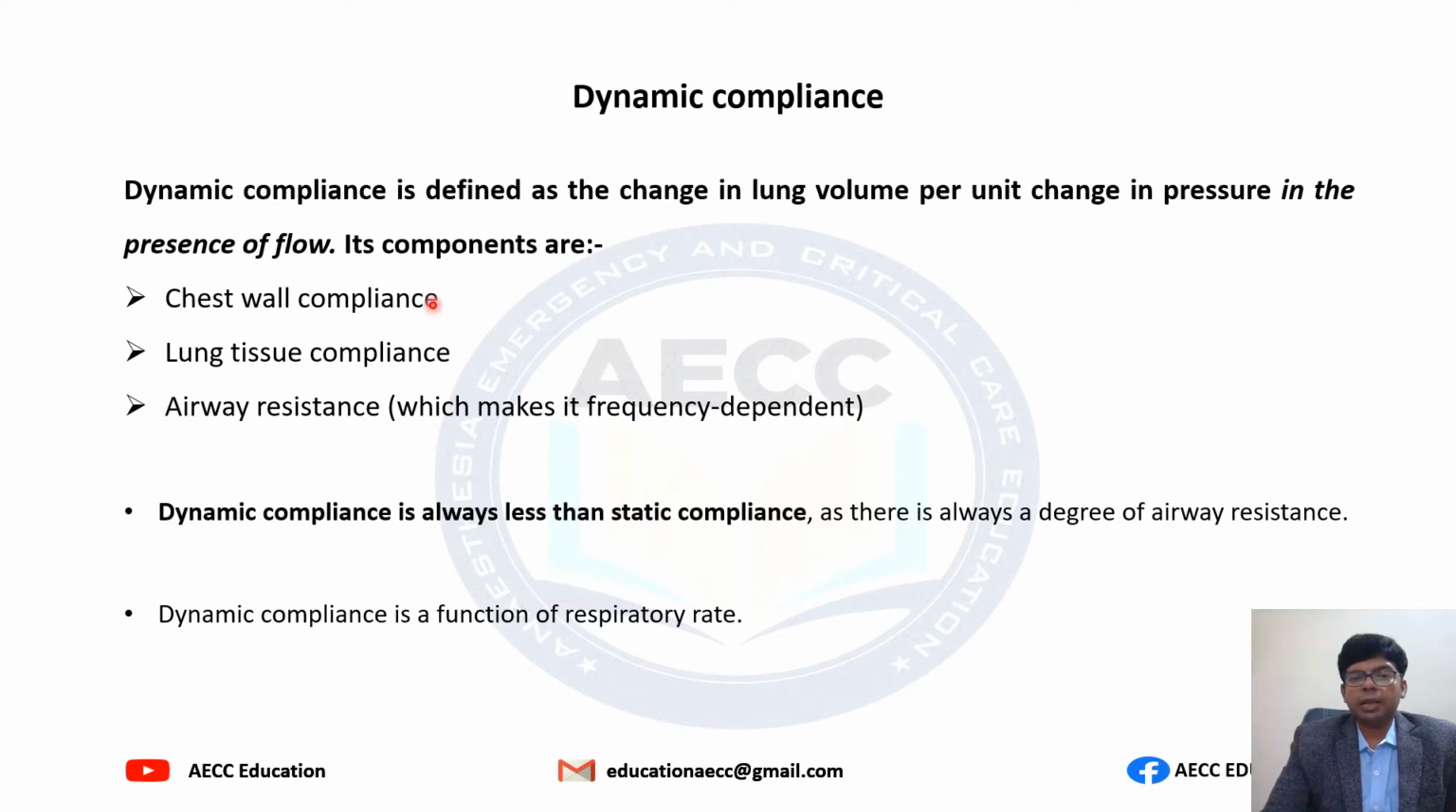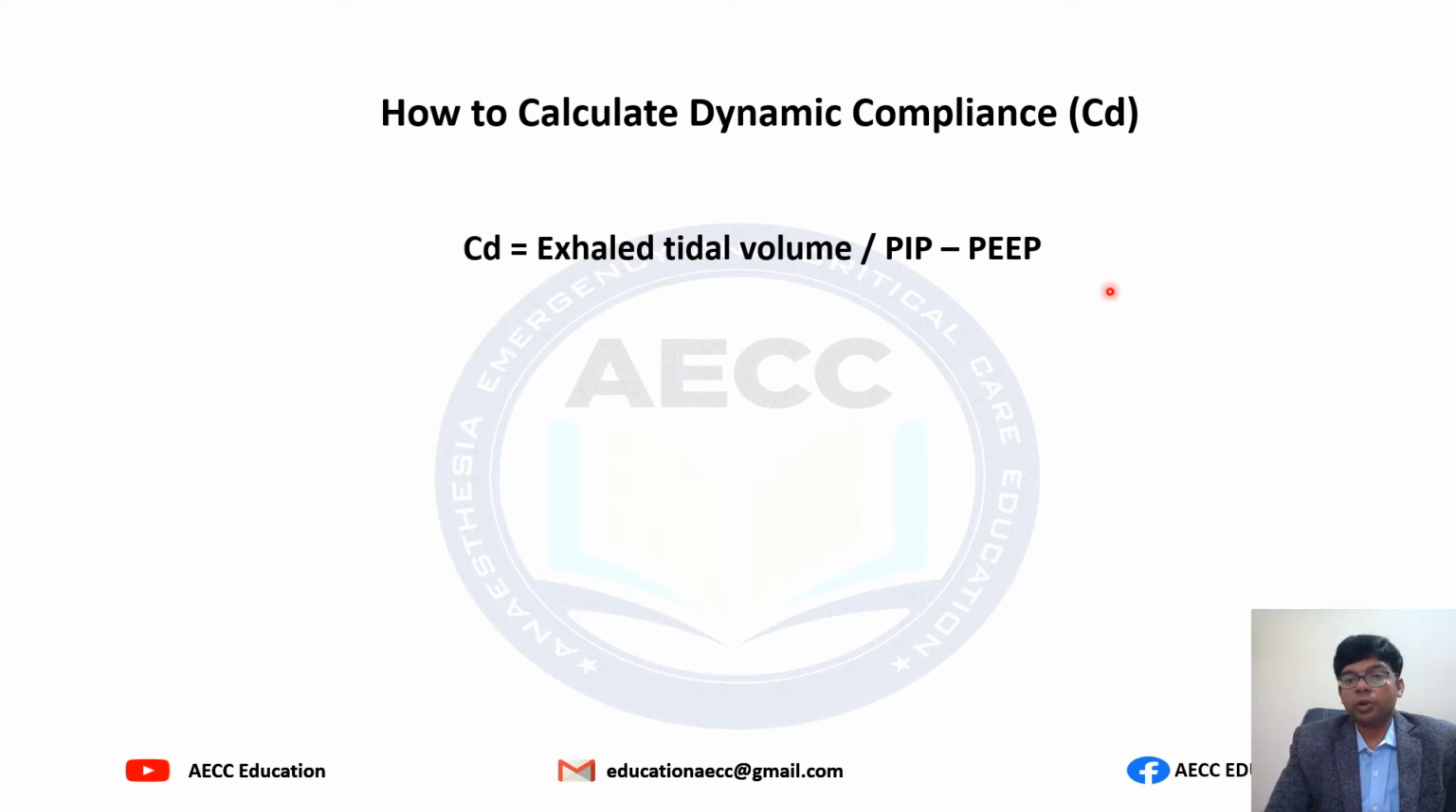Hence, dynamic compliance includes chest wall compliance, lung tissue compliance, as well as airway resistance. As there is always a degree of airway resistance, dynamic compliance is always less than the static compliance, and it is a function of respiratory rate. Now, how to calculate the dynamic compliance? Simple. Dynamic compliance is equal to the exhaled tidal volume divided by peak inspiratory pressure minus positive end expiratory pressure. In case of the static compliance, in place of PIP, there is the plateau pressure. This is the only difference.